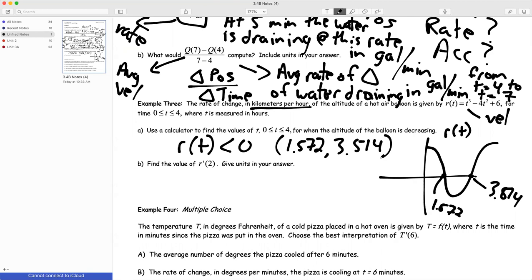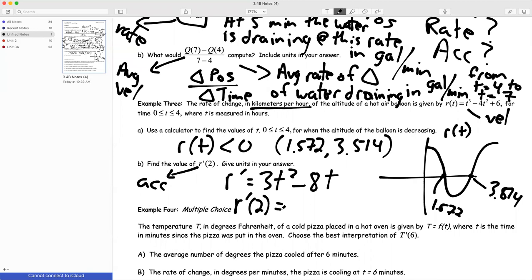Okay. Part B says find the value of R prime of 2, give units in your answer. So if I'm taking the derivative of the rate, that's going to be like an acceleration. So I'm going to take the derivative of my equation. Derivative of t cubed minus 4t squared plus 6 is 3t squared minus 8t. And then I'm going to evaluate at 2. So R prime of 2. I plug in 2 for t, and that will give me 12 minus 16, which is negative 4.